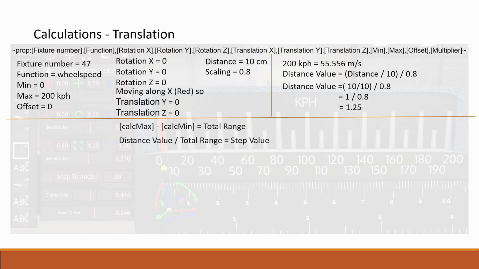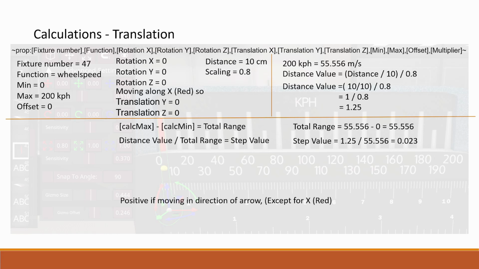We calculate the total range in the same way as before by subtracting the calculated min from the calculated max. We then take our distance value and divide it by the total range to get our step value. For this example, our total range is 55.556 and our step value is 0.023. Note that you can use more precise values for the calculations, and you may be required to do so with certain functions like RPM or altitude when animating a translation due to the very small step values.